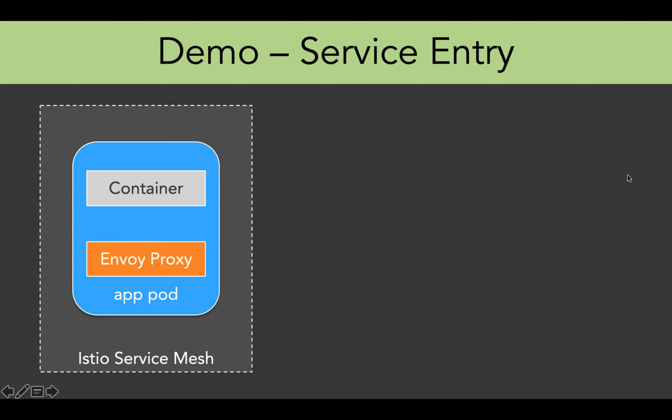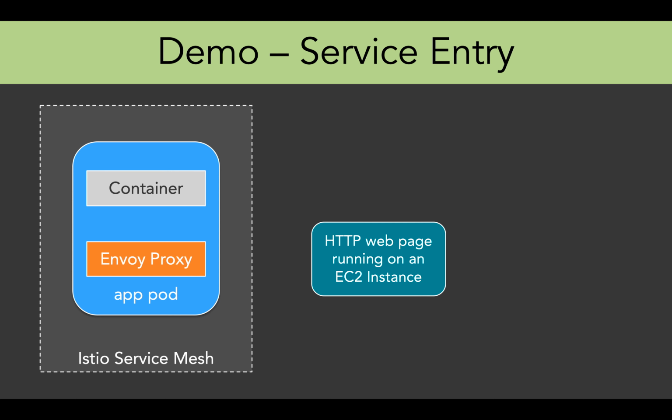Now what we'll do is, this is our Istio service mesh wherein I have two deployments running. One is app and the other one is app2. I'm using the same deployment file that I have been using so far. And what I'll do is I'll create a HTTP web page on an AWS EC2 instance.